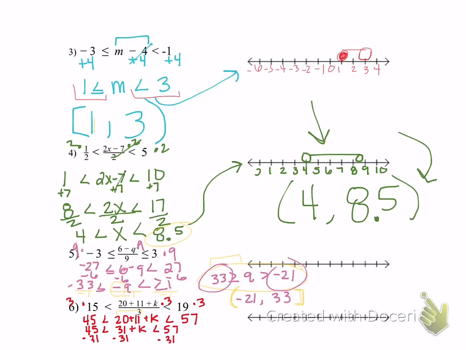45 minus 31 gives me a 14. I've got my inequality sign. I got my k. And then 57 minus 31 gives me a 26. Okay, so here's my answer. Well, like I said, I'm not going to graph it on my number line because I want us to practice interval notation. So I've got 14 and 26 as my two numbers. Neither of them have the equal to sign on it, so they're both parentheses.